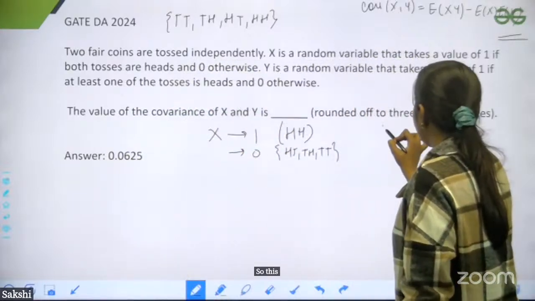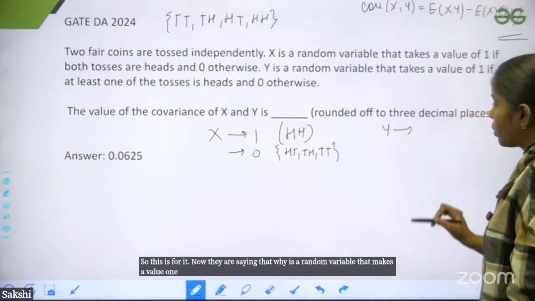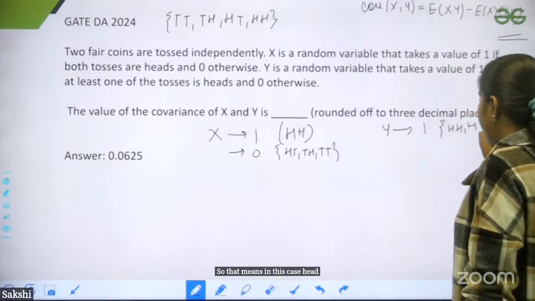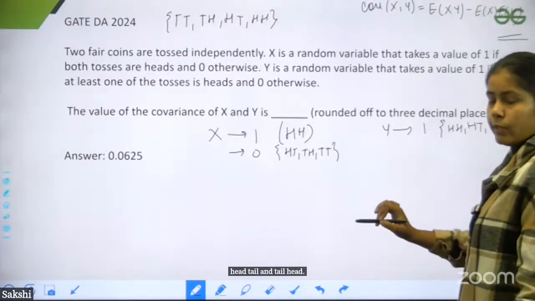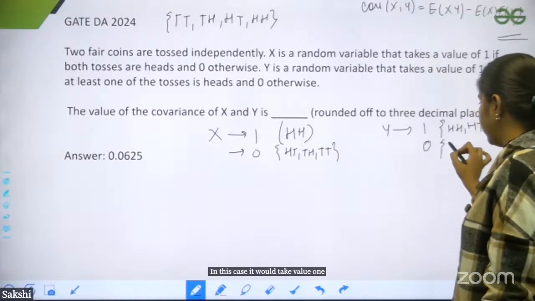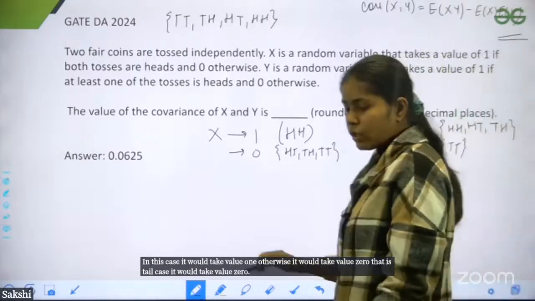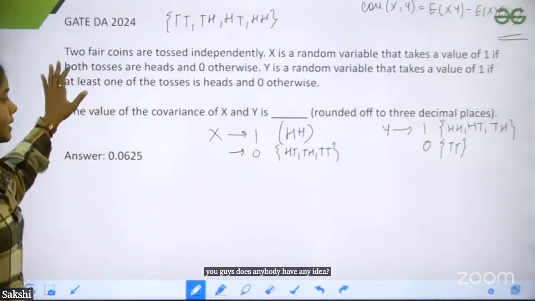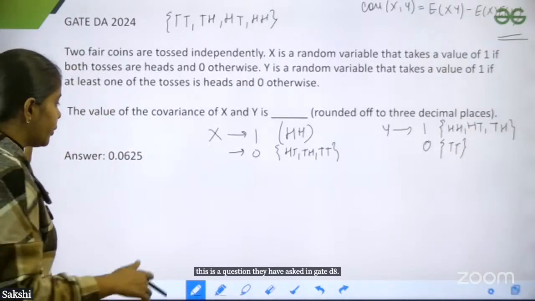Now they are saying that y is a random variable that takes a value 1 if at least one of the tosses is head. So in the cases head head, head tail, and tail head, it would take value 1, otherwise it would take value 0. That is, in the tail tail case, it would take value 0. Now they are asking for the covariance value. So guys, does anybody have any idea? This is a question they asked in GATE DA 2020. So what would you do?